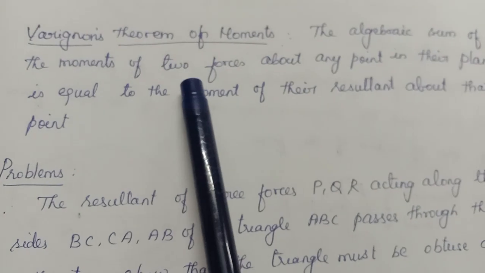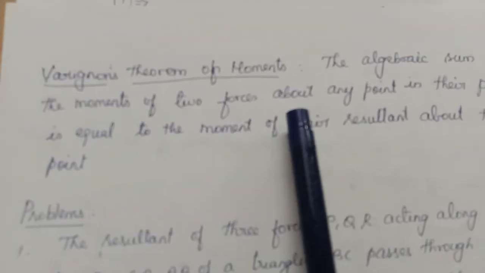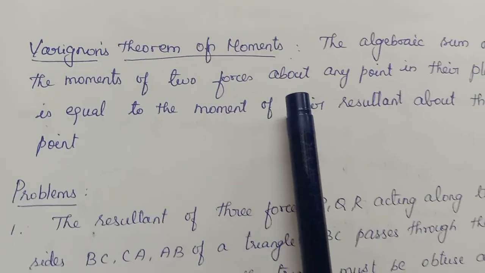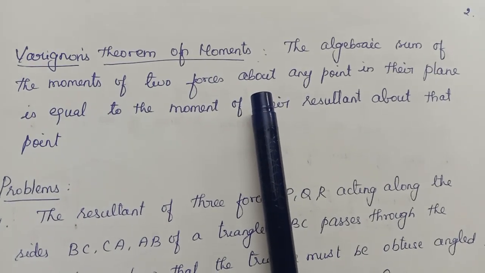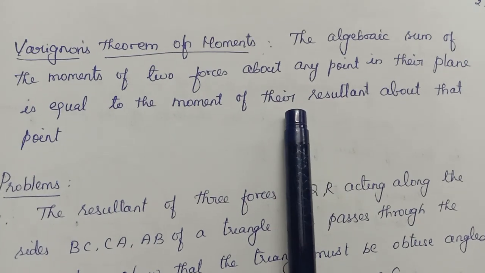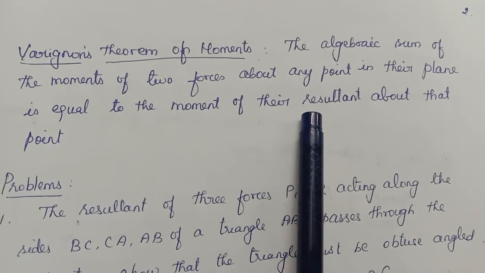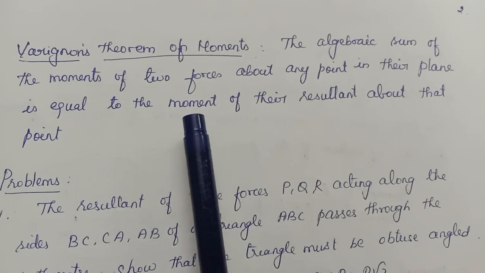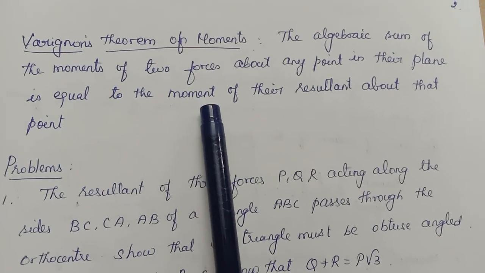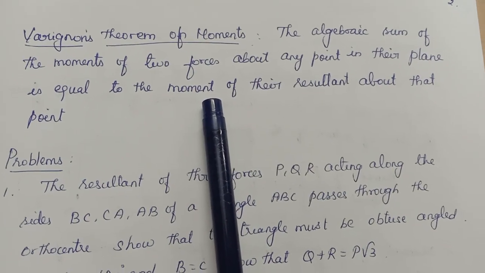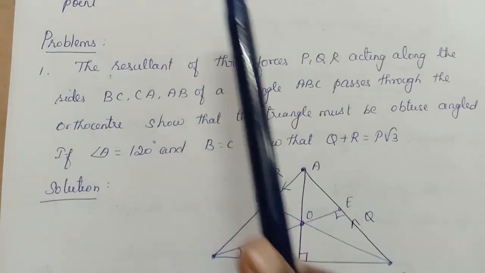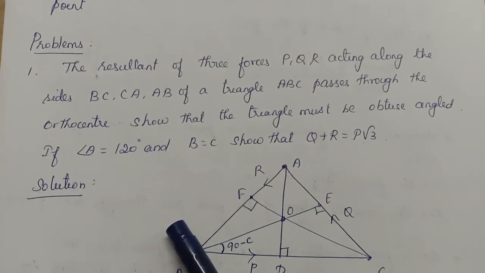That is, the algebraic sum of moments of two forces. If I have two forces P and Q, then the algebraic sum of moments of P and Q will be equal to the moment of the resultant R about the same point. So this is called Varignon's theorem on moments. Now let's see two problems based on moments.